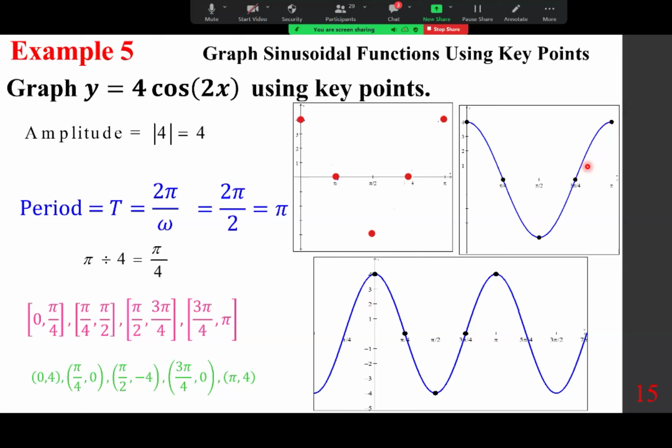So again, in short, cut the period into 4 equal parts and find the 5 key points, and you will easily get to the answer by plotting those pairs. Those are really easy.